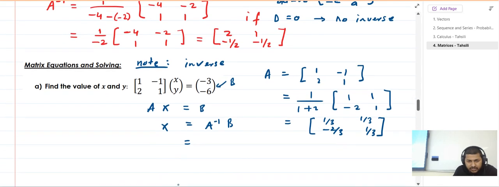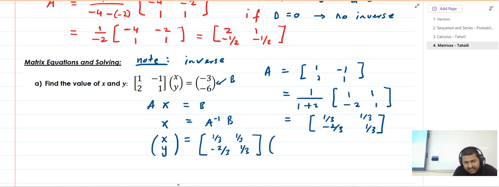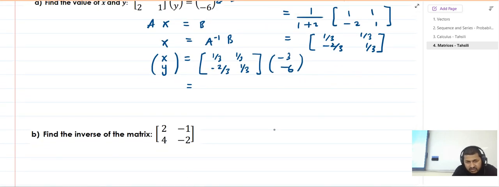I'm showing you a way we can apply inverses to solve a matrix equation. Remember what was x? This is x and that's y. What's A inverse? 1/3, 1/3, minus 2/3 and 1/3. What's matrix B? -3 and -6. Now solve. Row 1 times column 1. 1/3 times -3 is -1. 1/3 times -6 is -2. Add up both, you get -3.